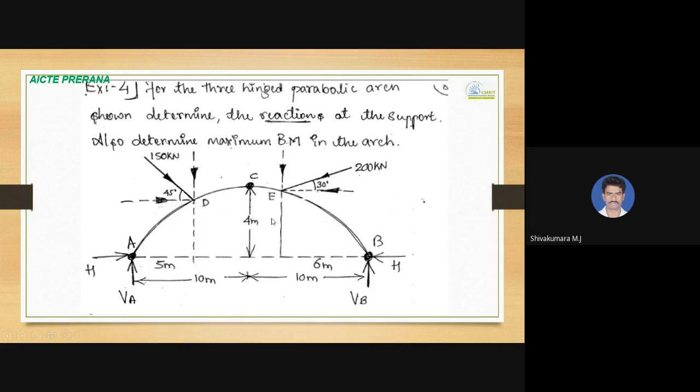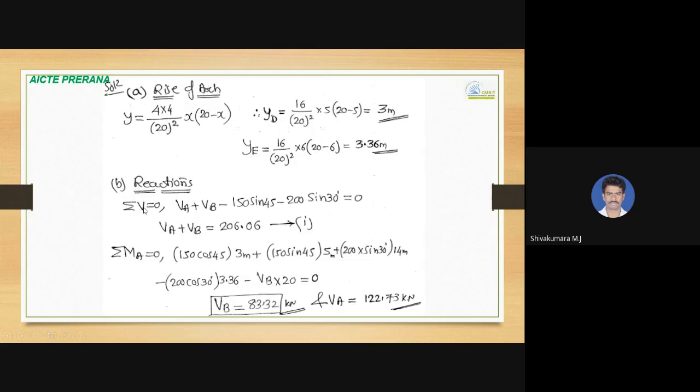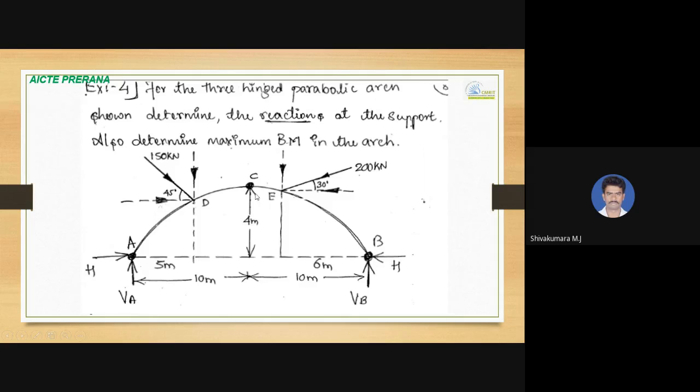The question is simple. They have not asked to determine radial shear and normal thrust. Only we need to calculate the maximum bending moment and support reactions. So we have conditions of equilibrium: summation of Fx, summation of Fy, and summation of M equal to 0. Before that, we'll start with the rise equation, that is y equal to 4 times h divided by L square into x into L minus x. And h is substituted as 4 meter, which is given in the question statement itself.